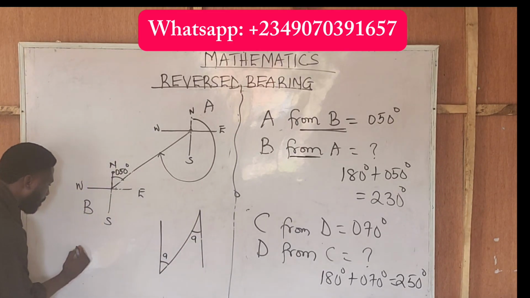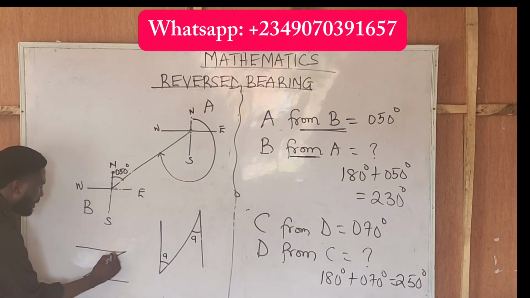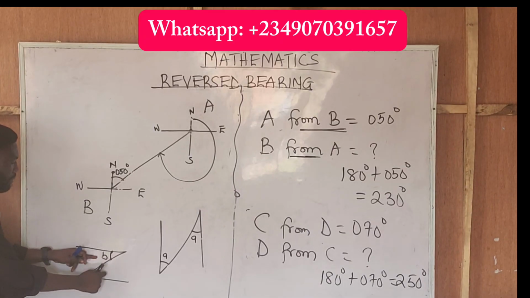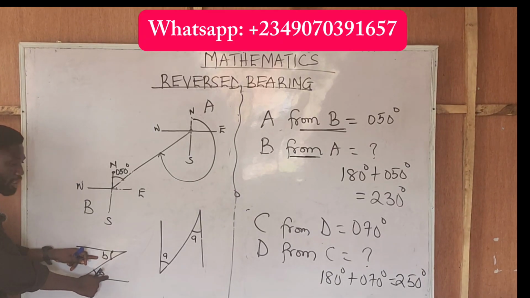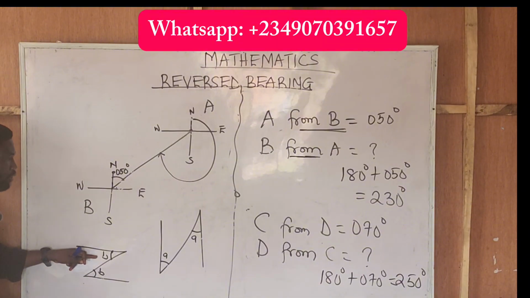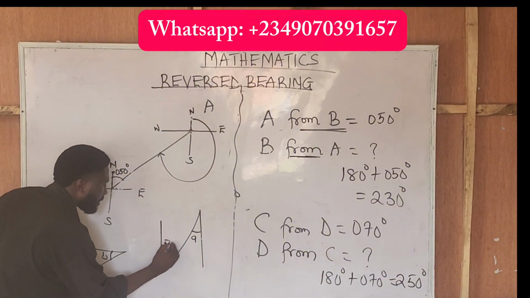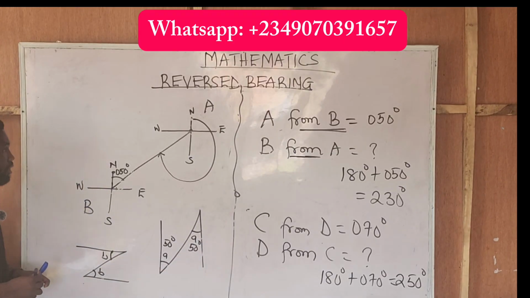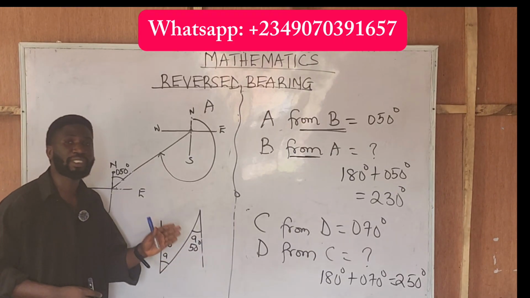You can also have it in form of letter Z now. If this side is B, then this side there is also B. So that means that this B here is alternate to this. Are you getting my point? So if I have this A to be 50 degrees, here will give us 50 degrees. I hope you understand. So you need to take note of alternate angle.